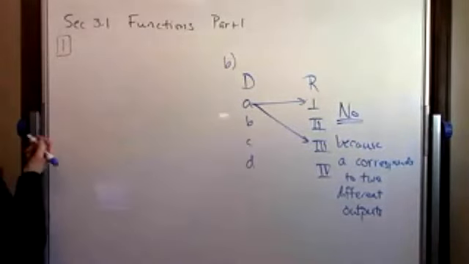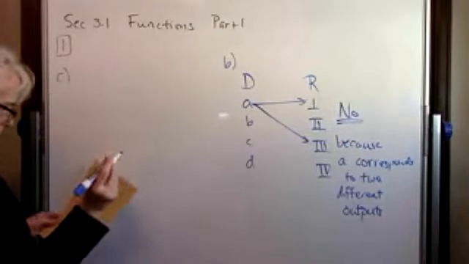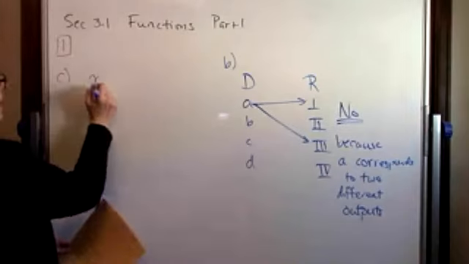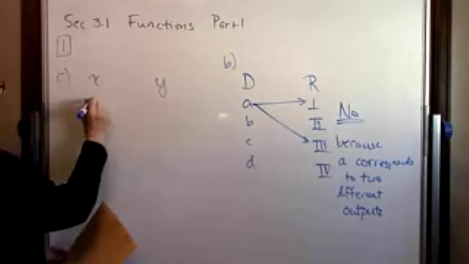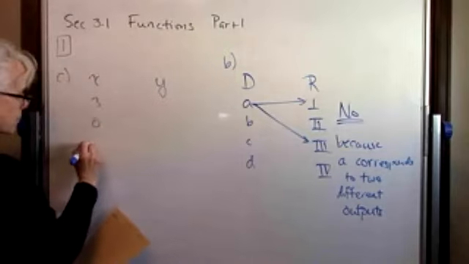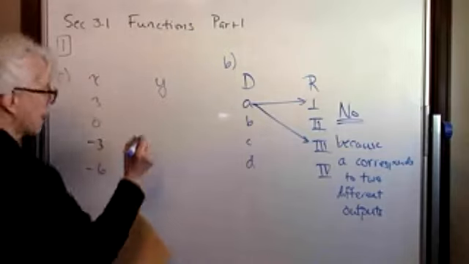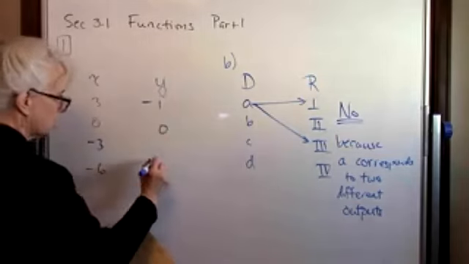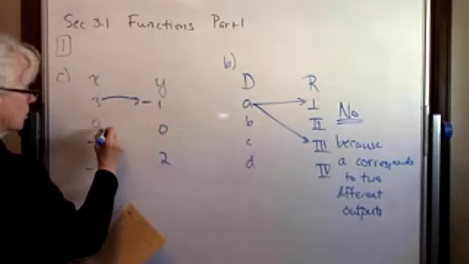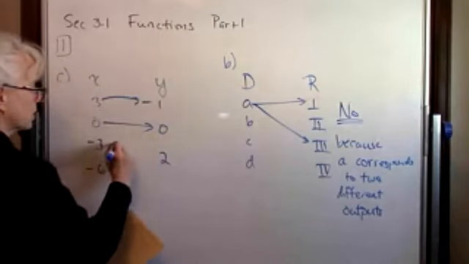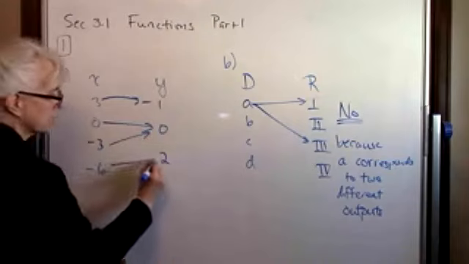Part C, the picture here goes back to numbers. This time we have X and Y, but again, this is our domain, this is our range. We have 3, 0, -3, -6, and then we also have a -1, 0, and 2. The 3 corresponds to the -1, 0 corresponds to 0, -3 also corresponds to 0, and -6 corresponds to 2.